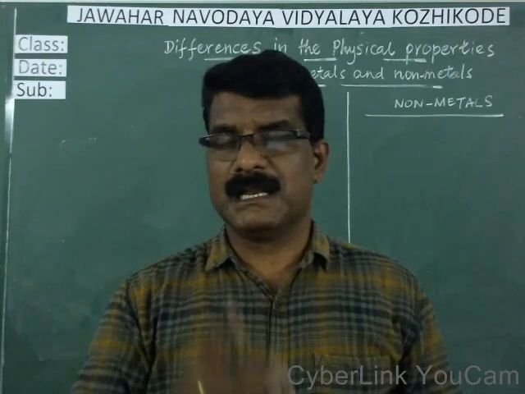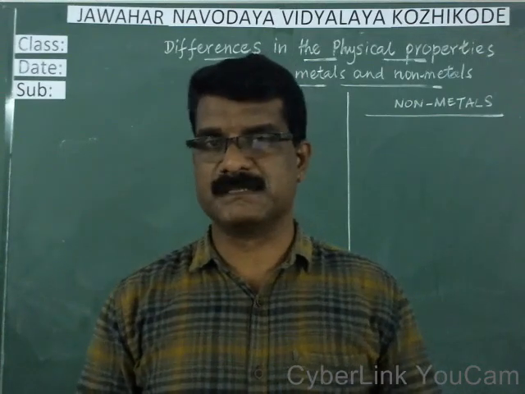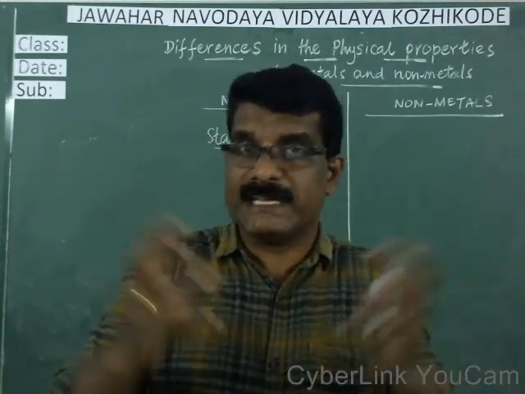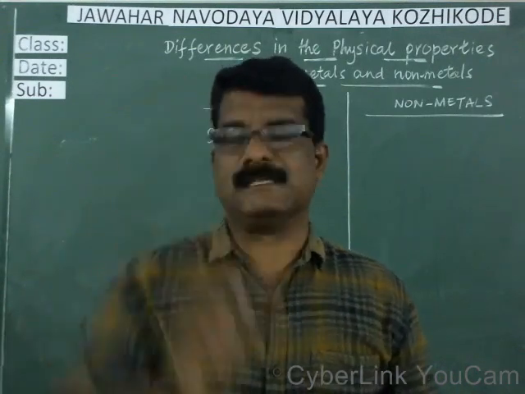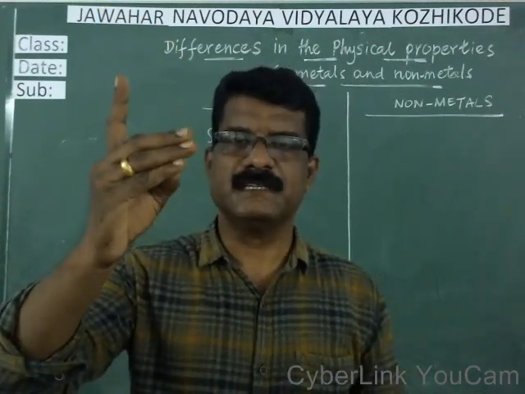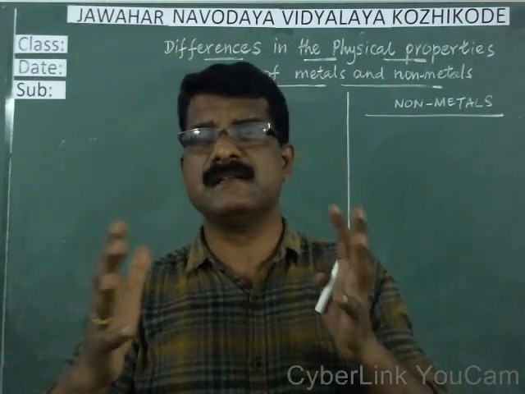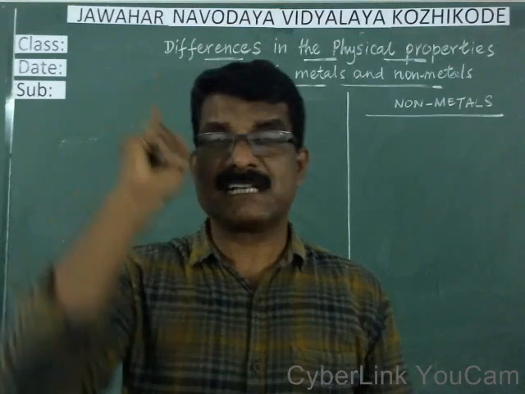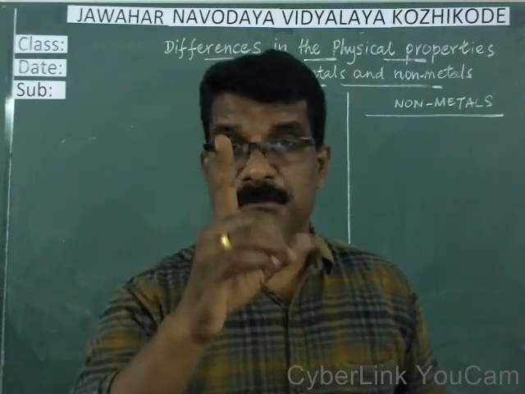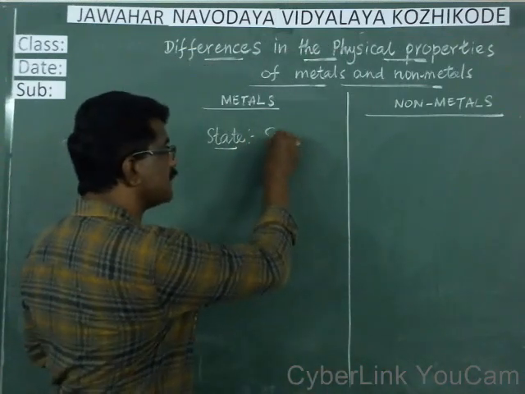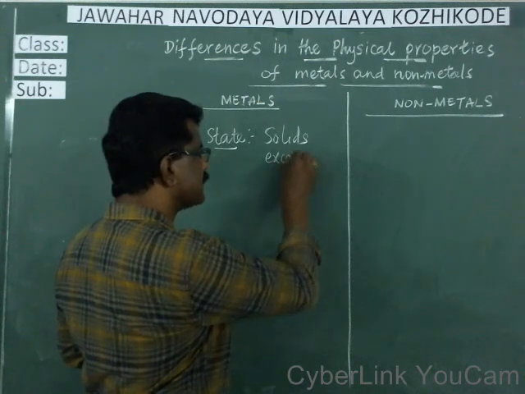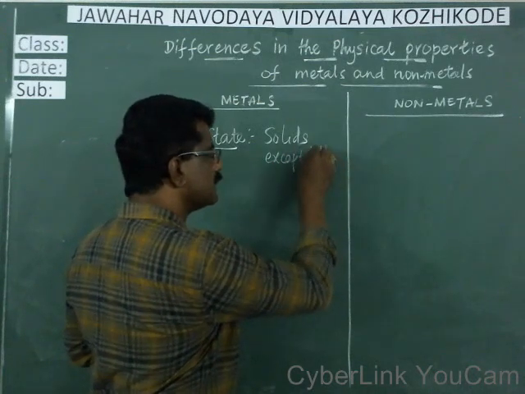To begin with, let us take the state of metals and non-metals. I will parallelly discuss metals and non-metals so that you can easily understand. See, the metals are generally solid. You take iron, aluminium, copper, gold, silver, platinum, all the metals are solid. Except a single metal, which is the only metal available in liquid state, that is mercury. So, we can write that metals are generally solids, except mercury.